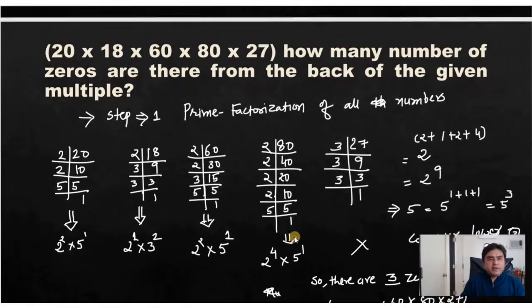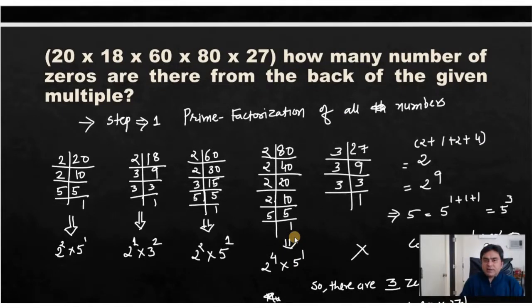Another example is 20 into 18 into 60 into 80 into 27. If this is given, then how many zeros are there at the back of the given product? What do we need to do? The first step, we need to do the prime factorization of the given numbers. So 20, 18, 60, 80 and 27, we are going to do the prime factorization. The values are 2 to the power 2 and 5 to the power 1, 2 to the power 1 and 3 to the power 2, 2 to the power 2 and 5 to the power 1, 2 to the power 4 and 5 to the power 1, and 27 is 3 to the power 3.